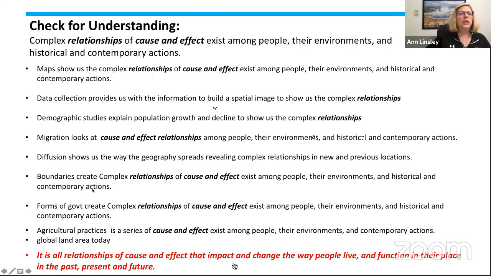We look at boundaries, how they cause complex relationships of cause and effect. We look at governments, how they can create cause and effect problems for people. Agricultural cause and effect situations on the environment and on contemporary actions of our land today. Ultimately, this whole topic is about relationships of cause and effect that impact and change the way people live and function in their place in the past, present, and the future.